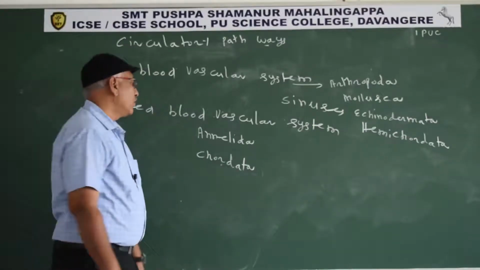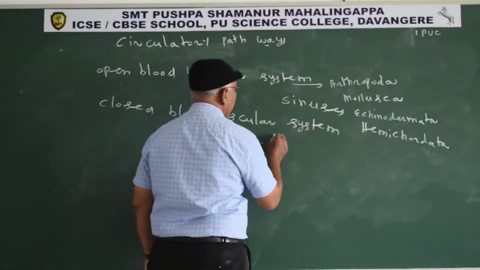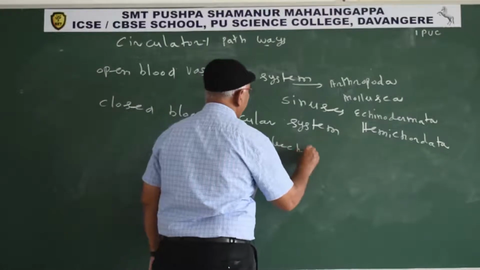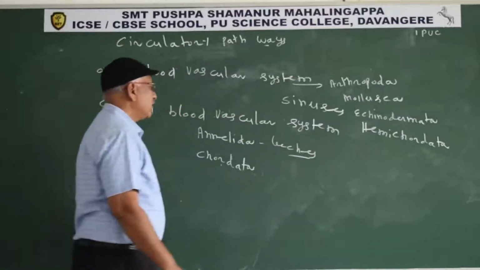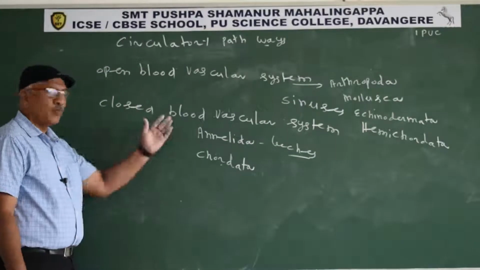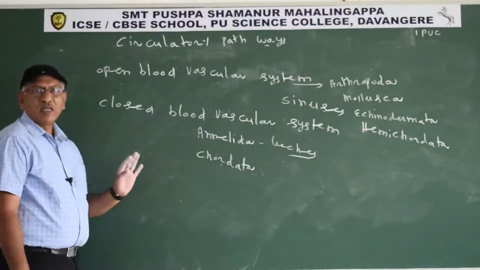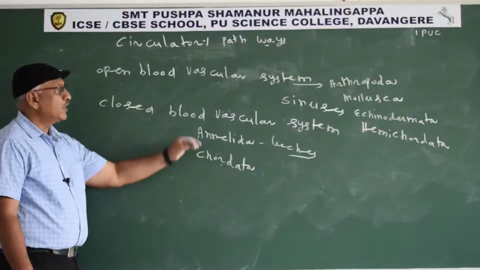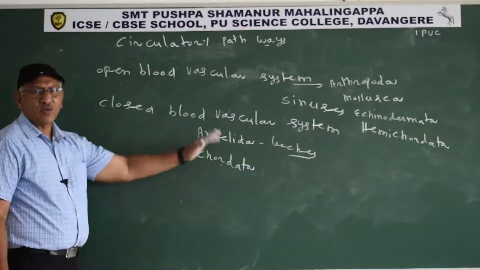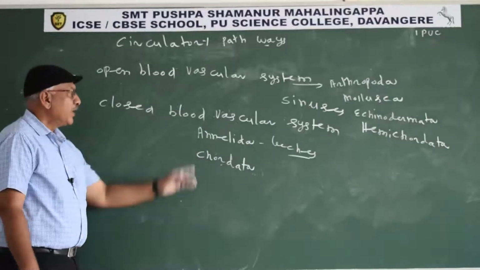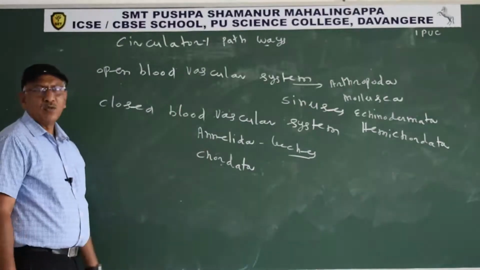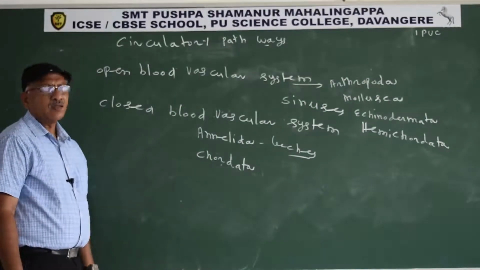In annelida also, leeches have open blood vascular system. Except leeches, all annelidans have closed blood vascular system. So, closed blood vascular system means if blood flows in the blood vessels only. It is more effective when compared to open blood vascular system.